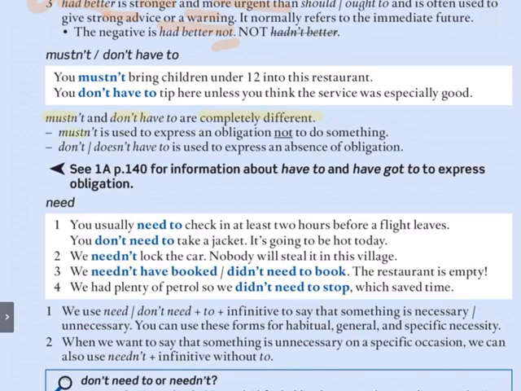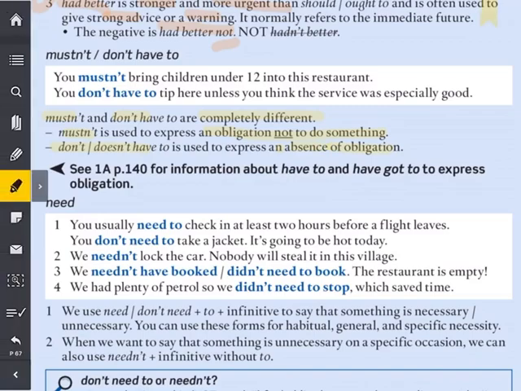So mustn't is used to express an obligation not to do something. Hombre, una obligación para no hacer algo es prohibición, realmente. Si estás obligado a no hacerlo, está prohibido esa cosa, ¿no? Don't or doesn't have to is used to express an absence of obligation, ¿no? Que no hace falta, no es necesario, ¿no? Now also it says here, see Unit 1A, page 140 for information about have to, have got to express an obligation, ¿no? If you want to revise, page 140.